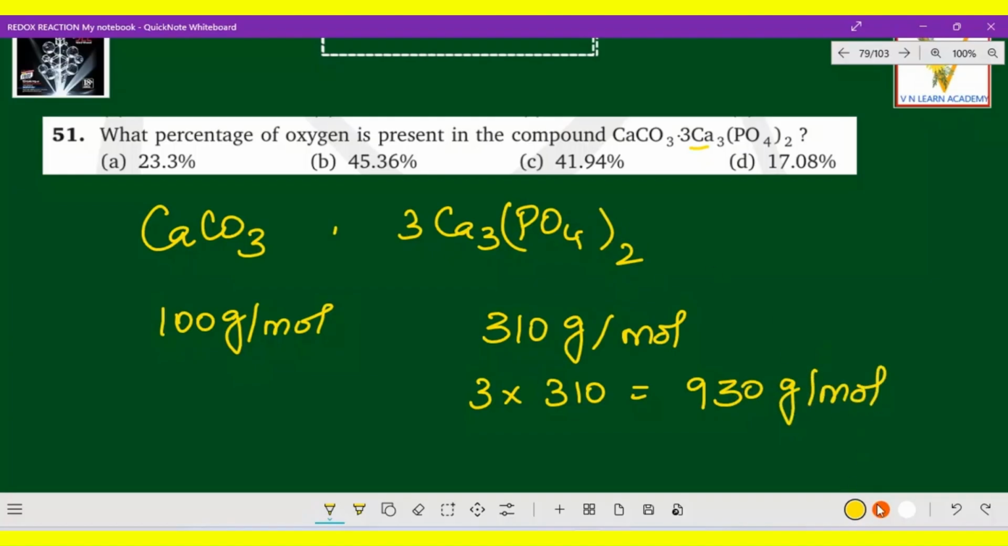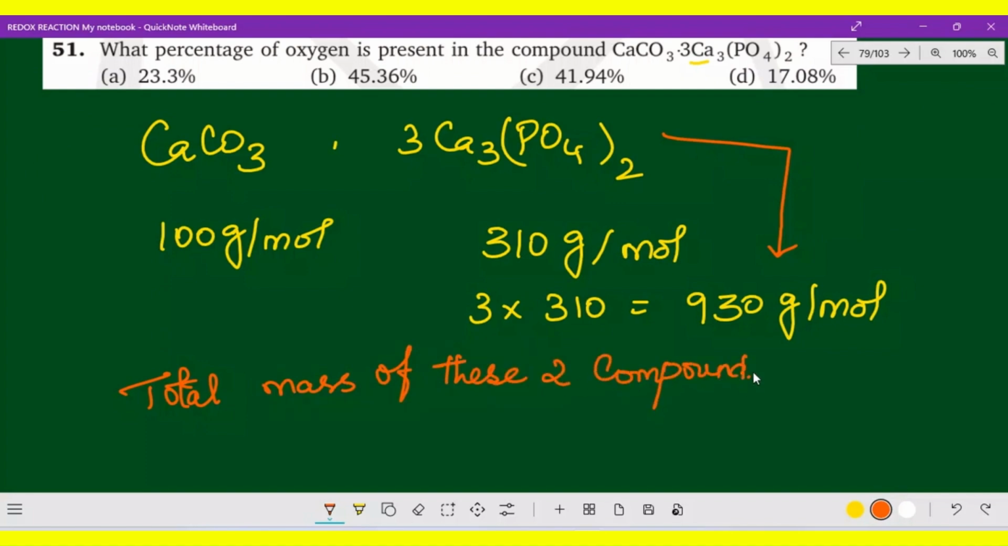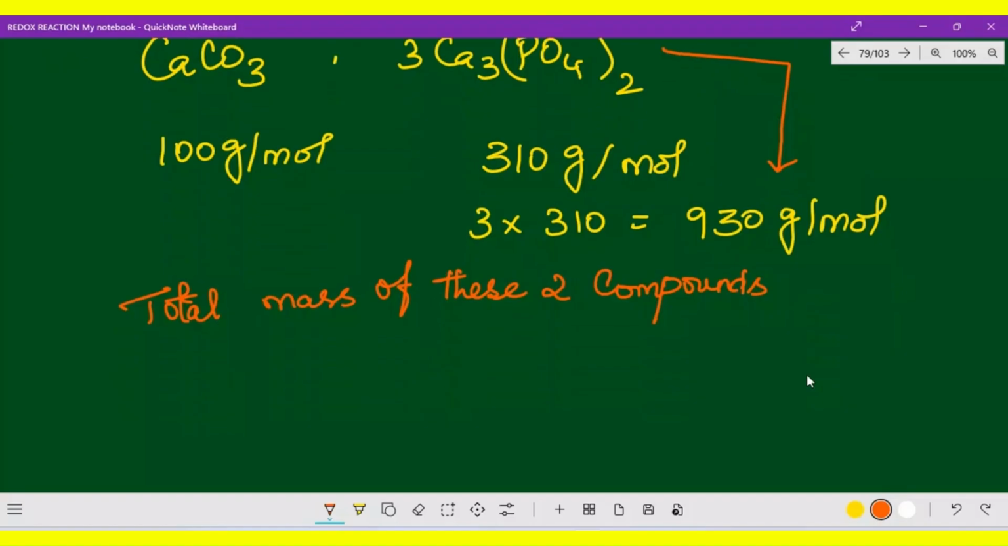So the molecular mass of 3 units of calcium phosphate is 930, and calcium carbonate is 100. So the total mass of these two compounds, how much is it actually? This is 100 plus this is 930, altogether 1030 gram per mole.